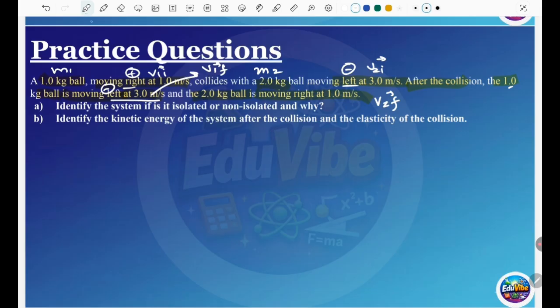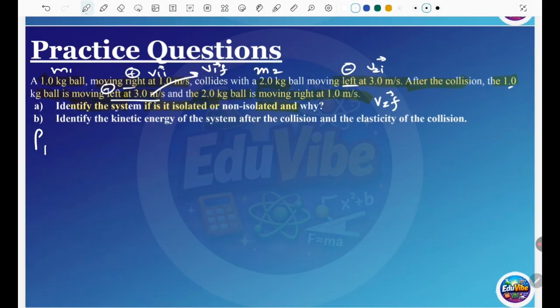So identify whether the system is isolated or non-isolated. To find isolated or non-isolated, what do you have to find? The momentum. Remember that always you have to find the momentum. For elastic and inelastic collision, if they want, you can find the kinetic energy and compare. For this, you have to find the initial momentum, then the final momentum, then know whether both are equal or not. If both are equal, this is isolated. Not equal, so it's non-isolated.